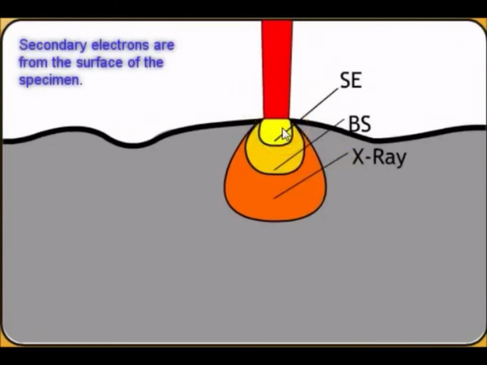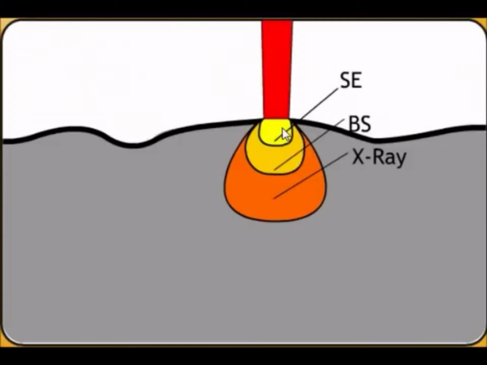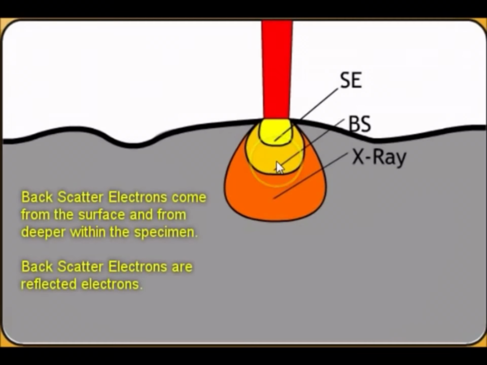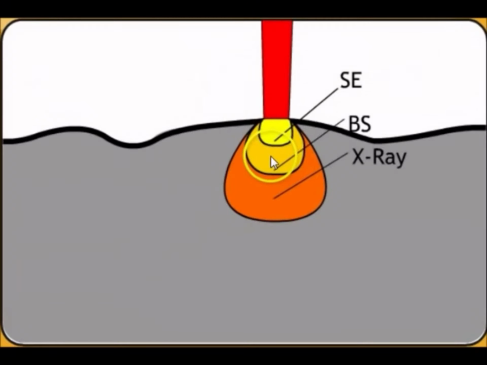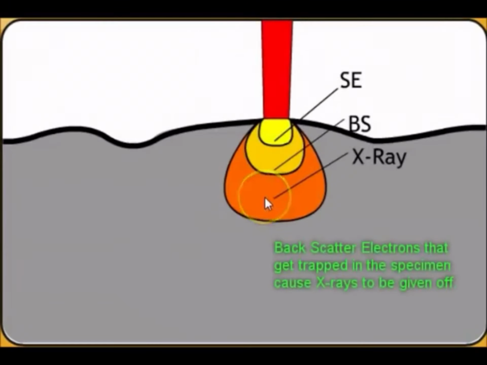So they're very shallow, but these are very, very good for getting surface features. And of course, that's one of the main reasons for using a scanning electron microscope. The backscatter electrons are going to come from deeper in the specimen. So some of them will bounce right off the surface, some will go deeper. And then the ones that are really deep actually never get back out again. So when they get absorbed, they give off X-rays.